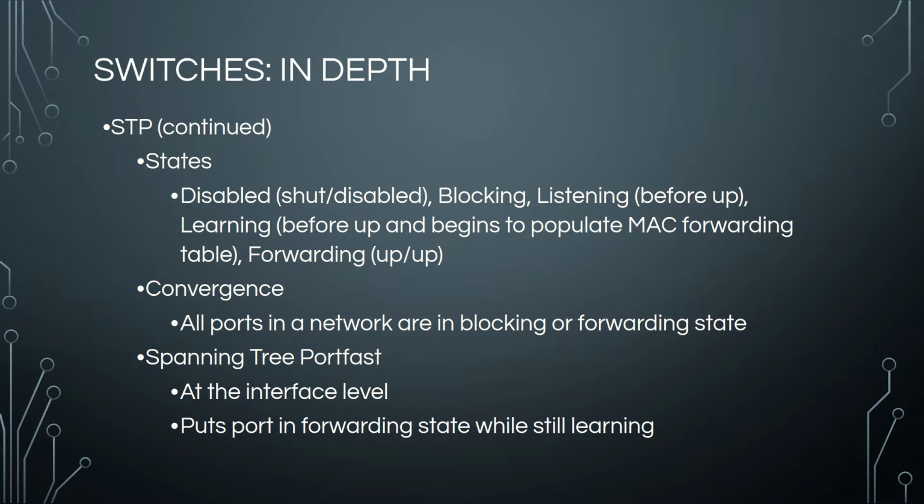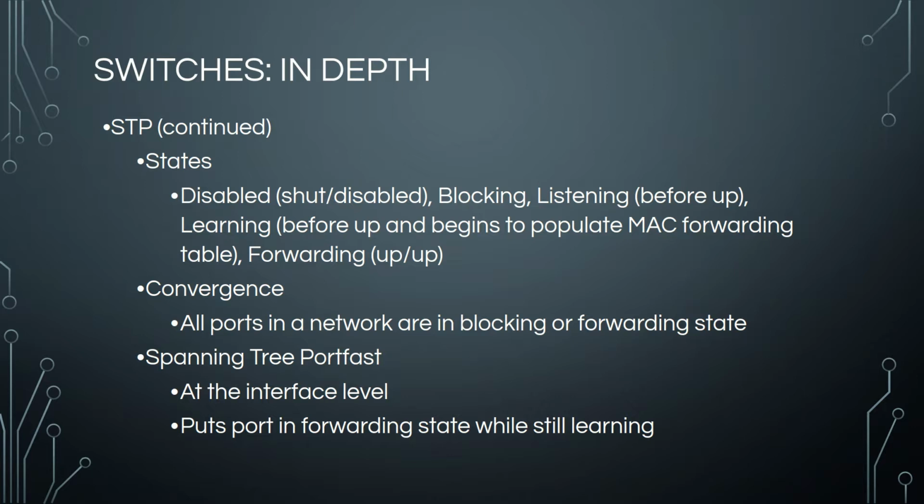Okay, and then we finally have forwarding, which means it's up. It's ready to go. It's a designated port. We don't have to worry about layer 2 routing loops from this port. Or it's forwarding because it's the root port, the root port back to the root bridge. Convergence: all ports of the network are in blocking or forwarding state. So it's not learning, it's not listening, it's not trying to figure out the best ways. Every single port and every single switch in the network is either in a blocking or forwarding state. That's convergence. In other words, we know how we're supposed to be configured.